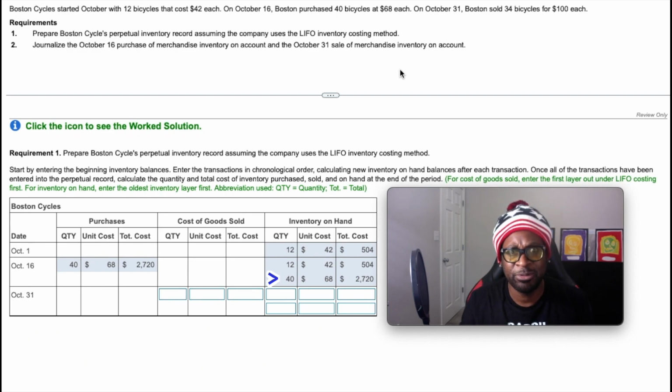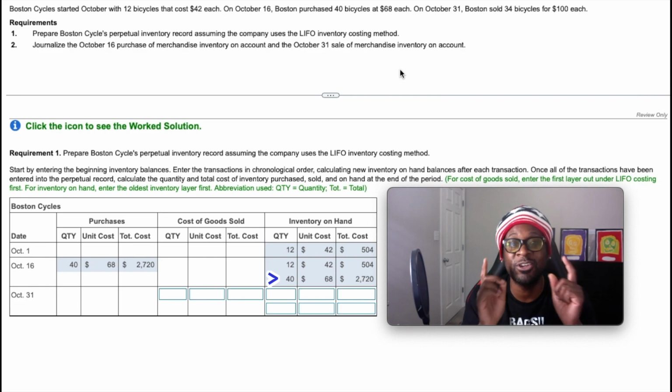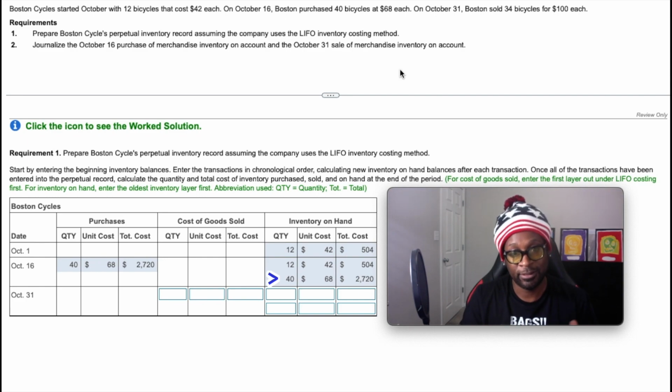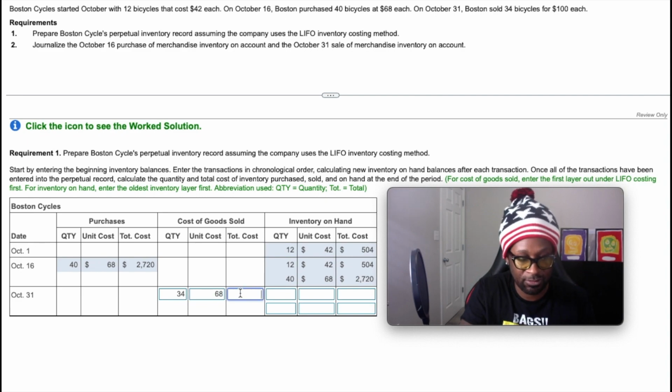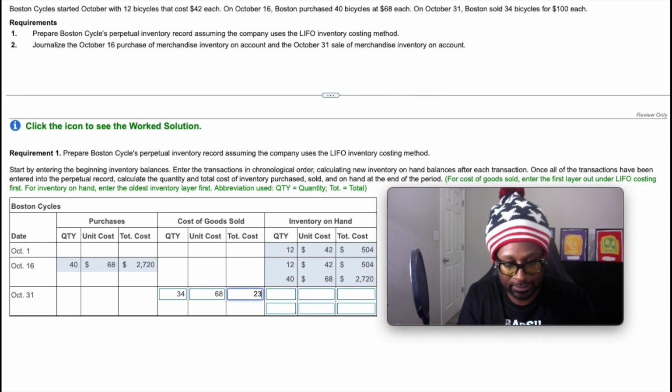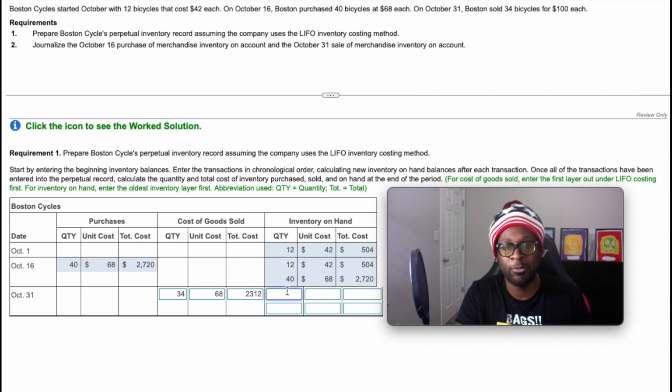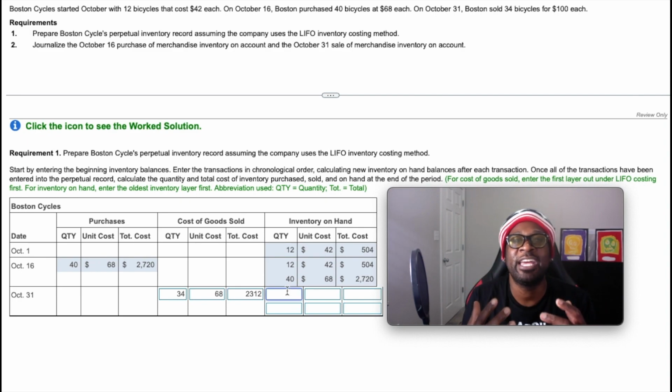And what was the last purchase? The last purchase was the 40 units at $68 on October 16th. Therefore, we're going to sell 34 of those units at a cost of $68. And that will give us a total cost of $2,312.